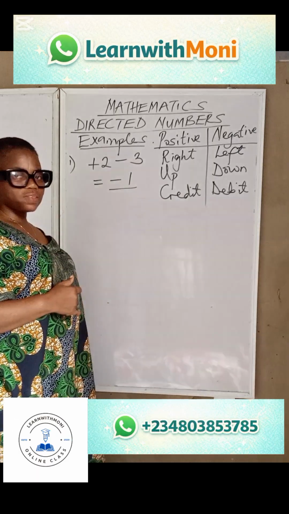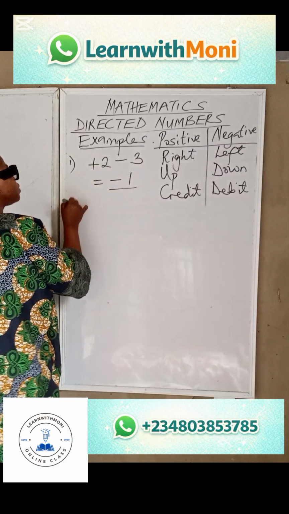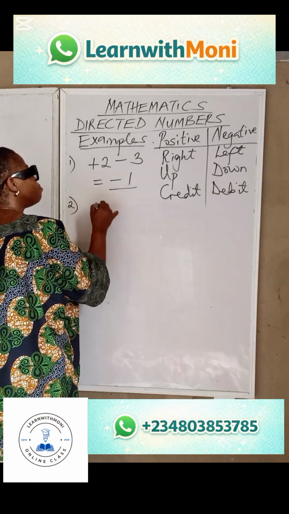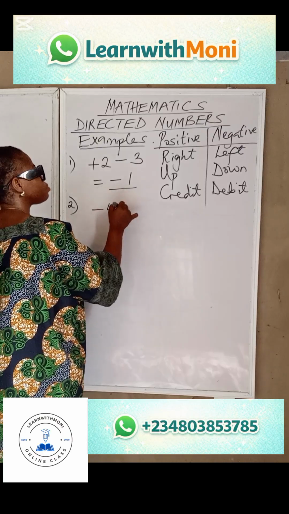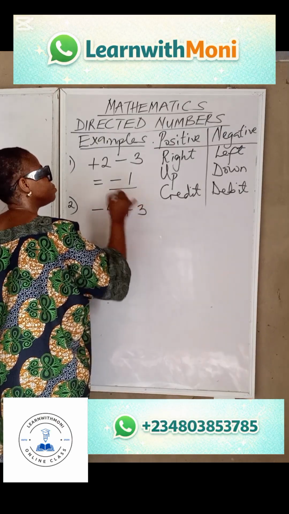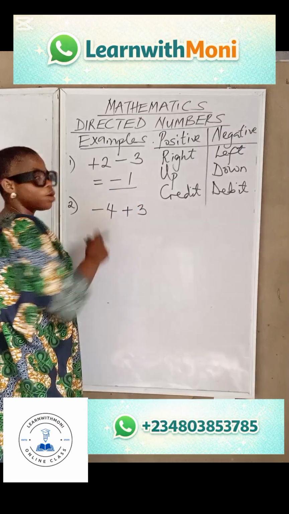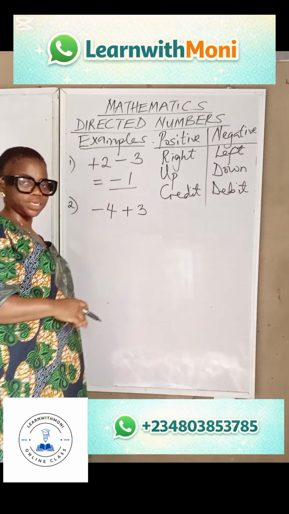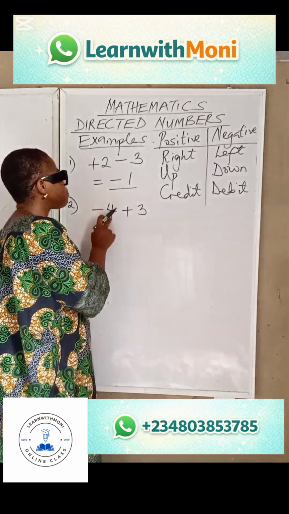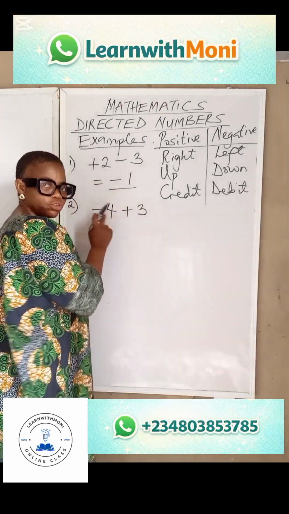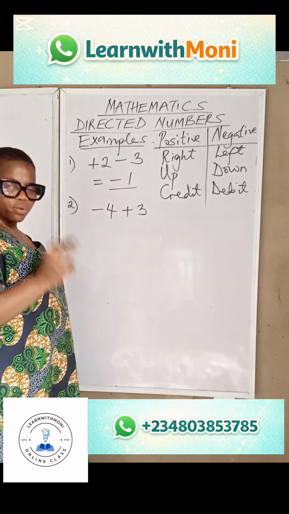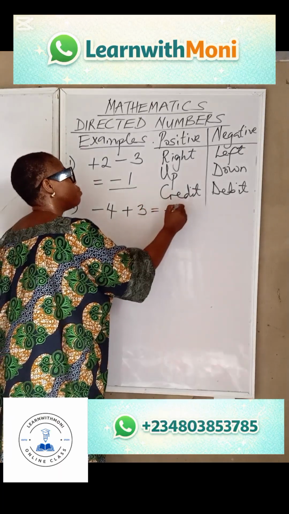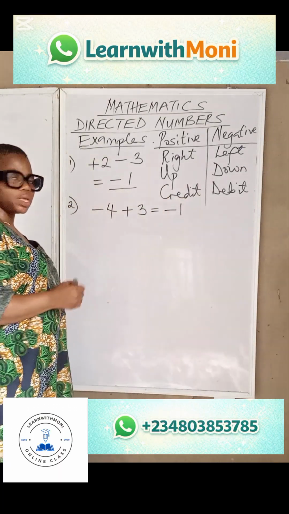All right, let us see more examples. It is possible we also see a situation like this, where I have minus 4 plus 3. Minus 4 means I am owing 4. Plus 3 means I have 3. By the time I pay the 3 I have to the person I'm owing 4, what will be the balance of my account? That is correct, that equals minus 1.